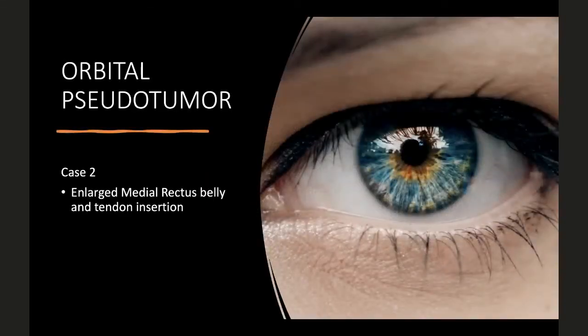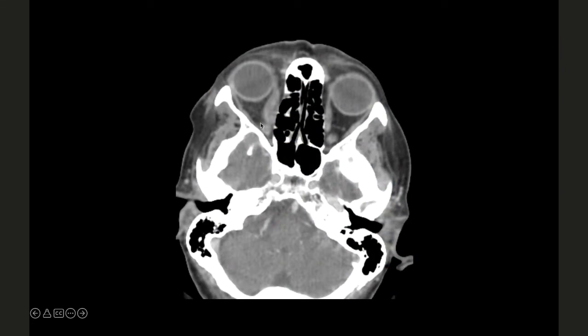So this is another case. This is relatively more common. Everybody can pick it. Everybody's excited. It's even in the radiology boards. And that is extraocular muscle involvement of pseudotumor. So this is a case where we are looking at my medial rectus, right? You guys know your rectus muscles. So my medial rectus is really enlarged, but I'm looking at the insertion.